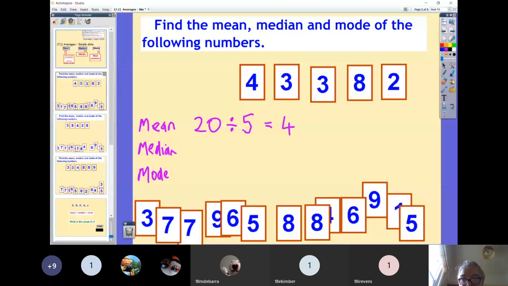You could, on occasions, have more than one mode. Say we'd had the 4 cropping up twice and the 3 cropping up twice, we'd just say the mode is both 3 and 4. So you wouldn't average those two, you just say it's both of them. So that's all well and good when we've got an odd number of numbers, because it's easy to spot the middle one. But what about when we've got an even number of numbers?